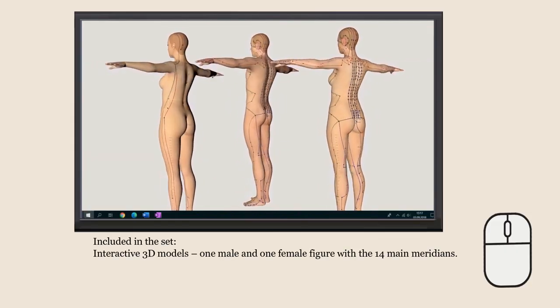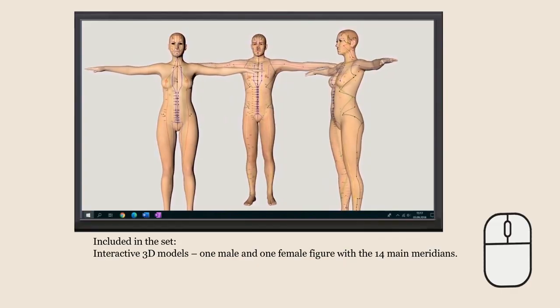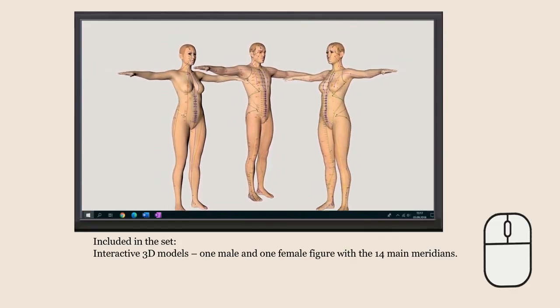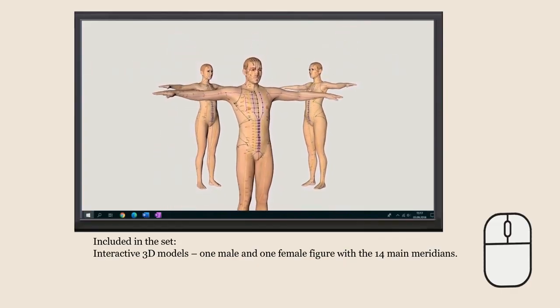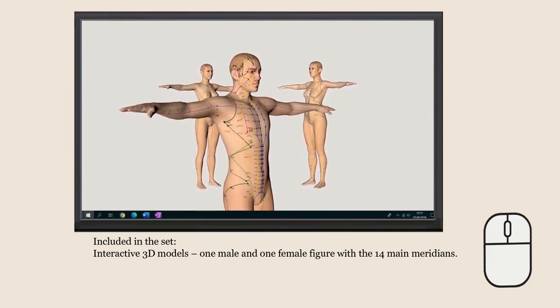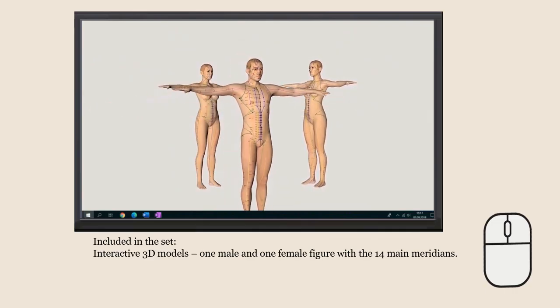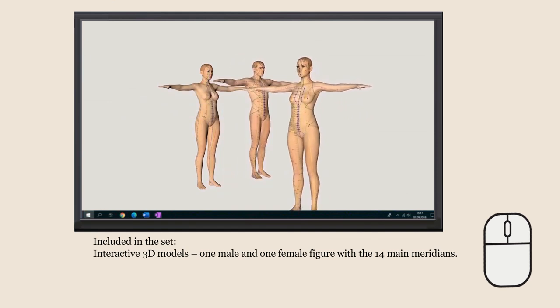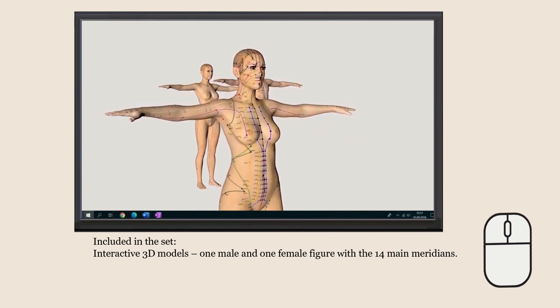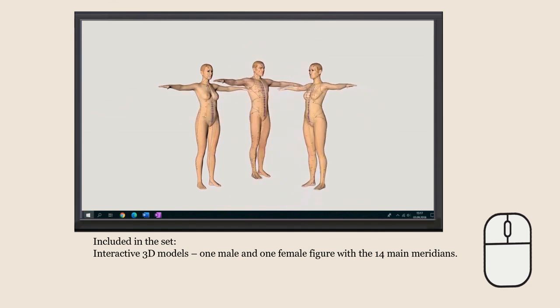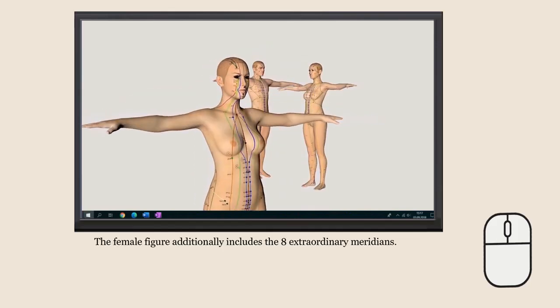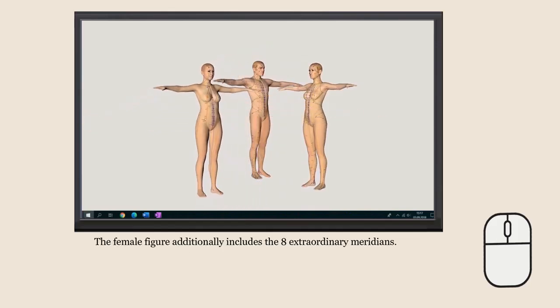Included in the set: interactive 3D models, 1 male and 1 female figure with the 14 main meridians. The female figure additionally includes the 8 extraordinary meridians.